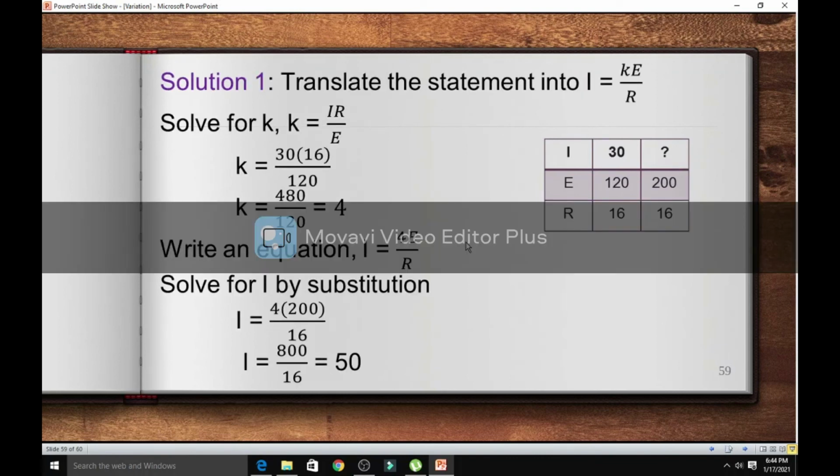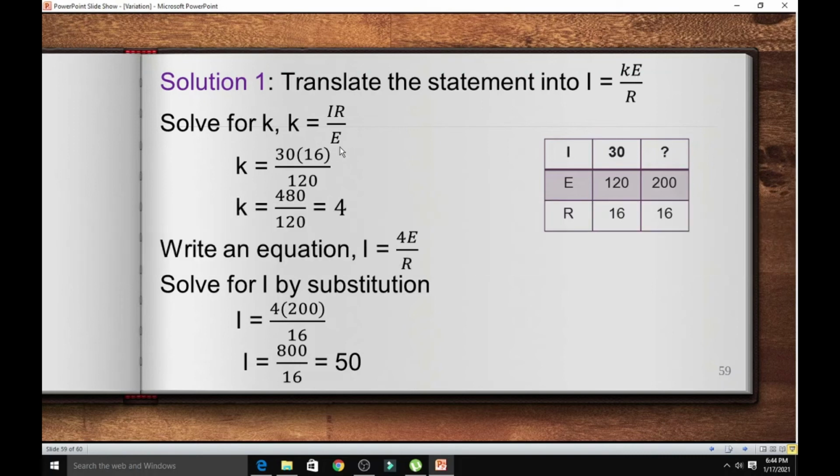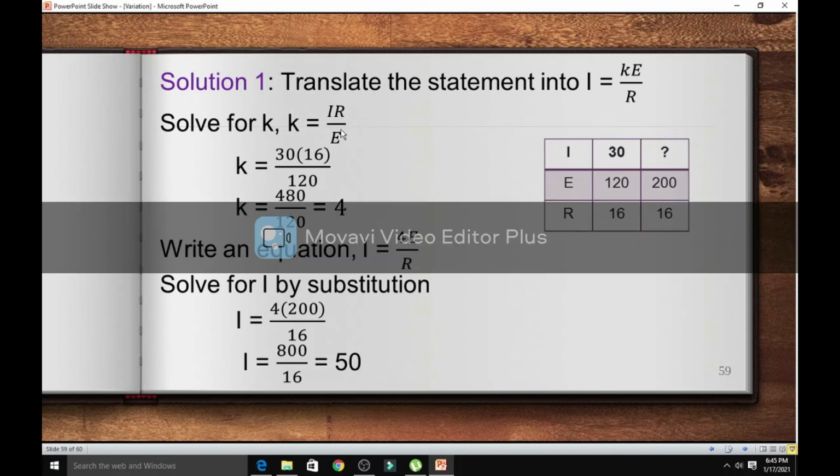So, ngayon, hahanapin naman natin yung equation for K. Ano magiging equation for K natin? Ano ba kasama ni K dito? Ang kasama ni K ay E, so ilalagay natin sa denominator. And then we will get the product of I and R. So, K is equal to IR over E. So, ngayon, isa-substitute lang natin yung IRE para mahanap natin yung value ni K. So, ito yung IRE na gagamitin natin.